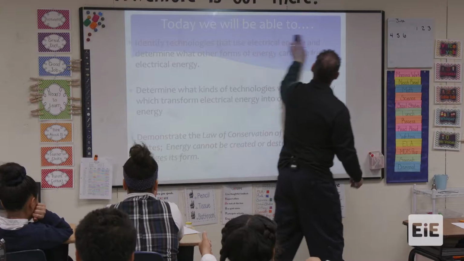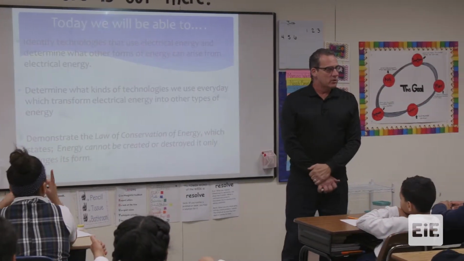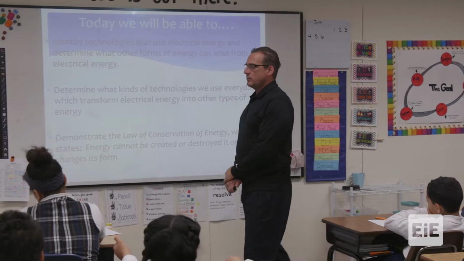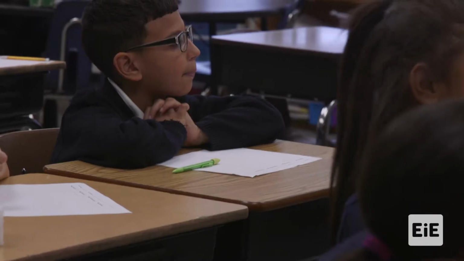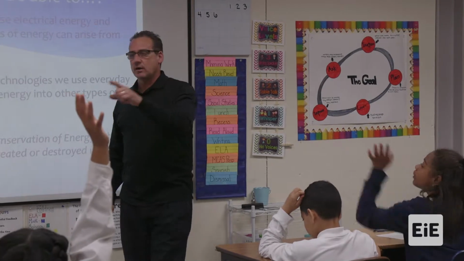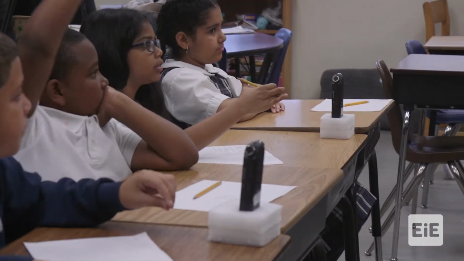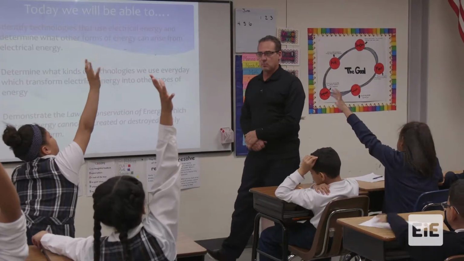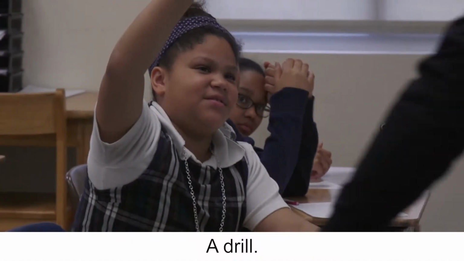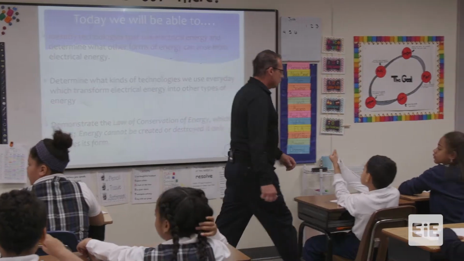For homework last night, or what you thought of this morning, was to go around your house and determine and find out what types of things use electrical energy to work. Give me another thing off your list that you got from last night that we haven't talked about already. Like a smoke detector? Okay, a smoke detector. Maybe one more thing. A drill? Very good. Okay, a drill.